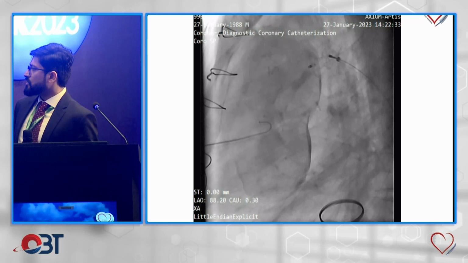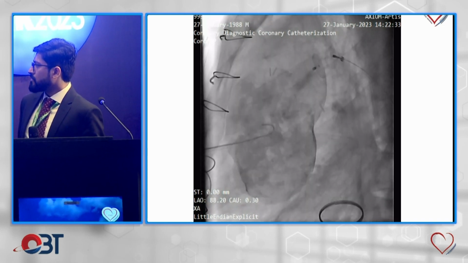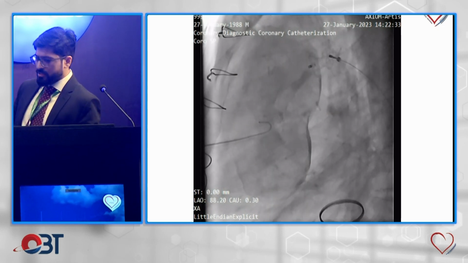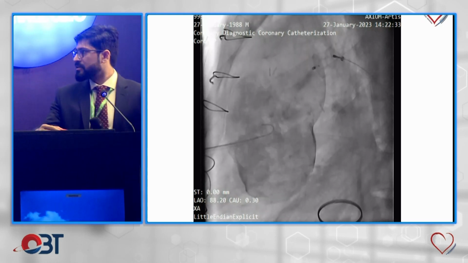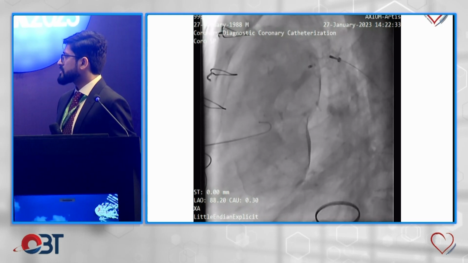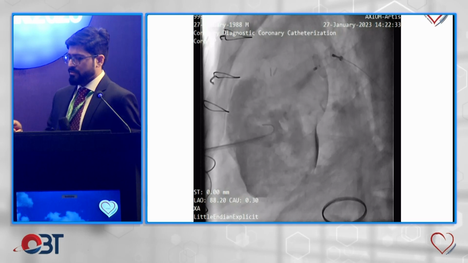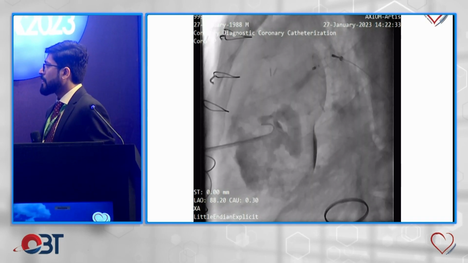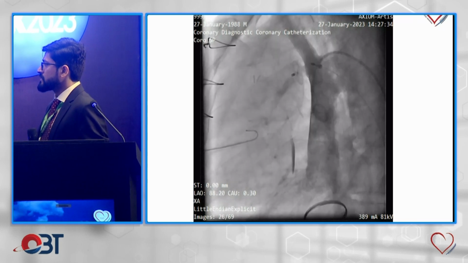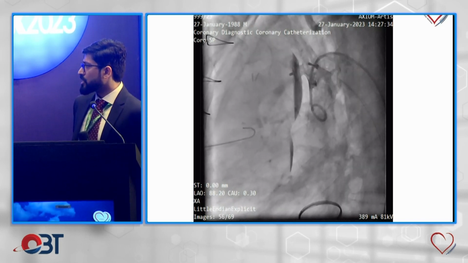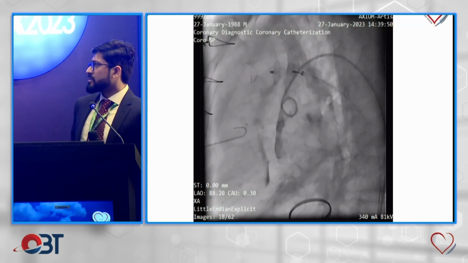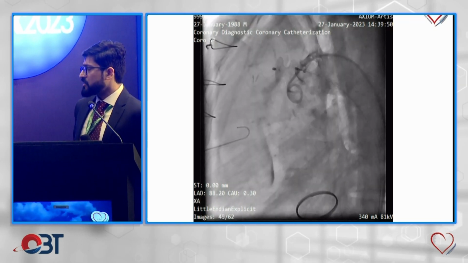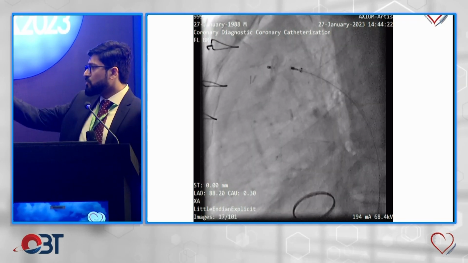Here is the angiogram of the aneurysm. You can clearly see there is a clot formation after the device closure, which shows we have successfully occluded the defect. Here we performed an ascending aortogram. You can see the aneurysm has been successfully closed, and there is minimal flow through the device.